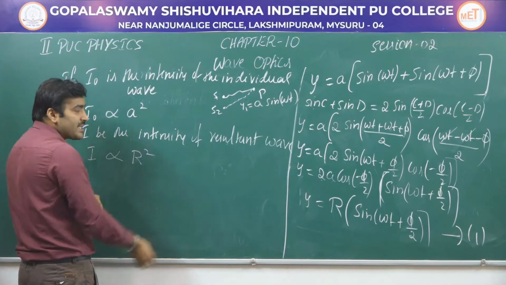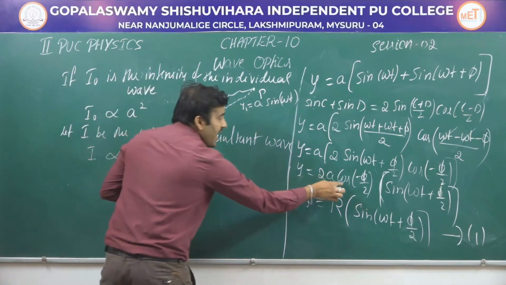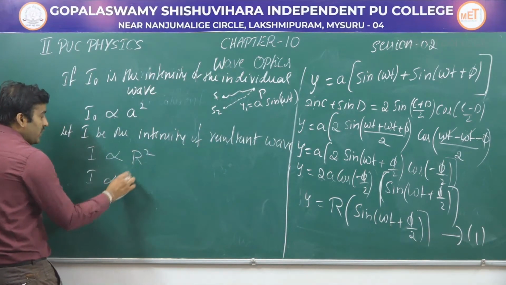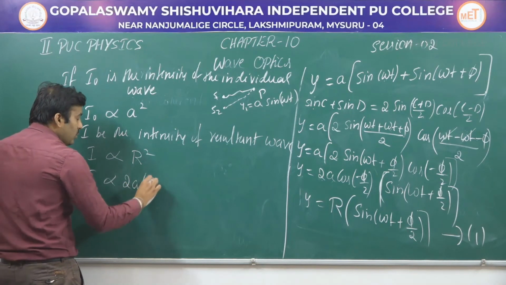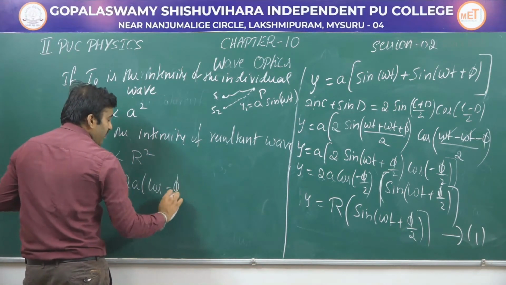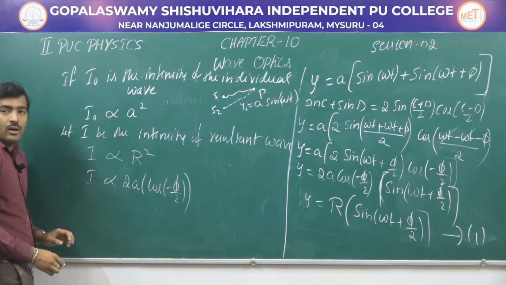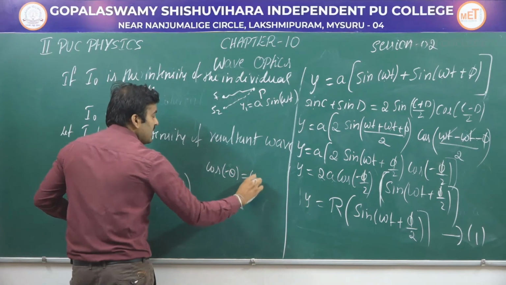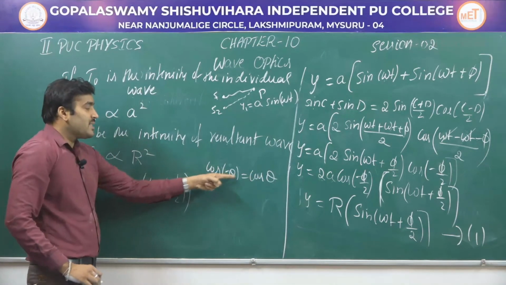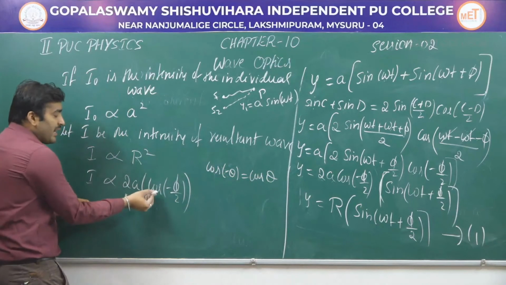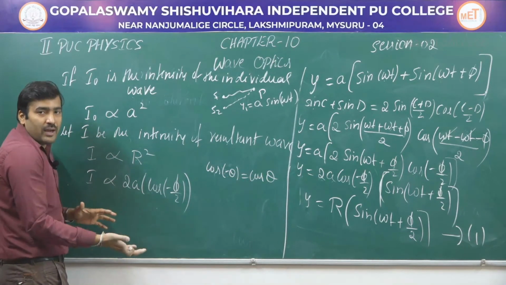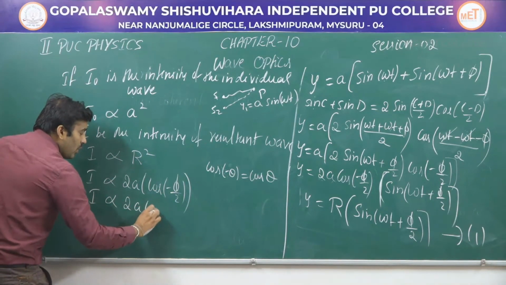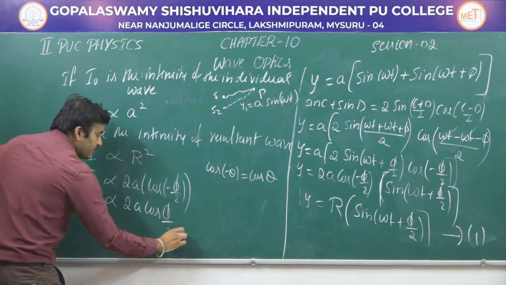But I know what r square is. R square is equal to 2a into cos phi by 2. So this I is proportional to 2a into cos of minus phi by 2. Okay? But according to trigonometry, we know that cos of minus theta is equal to cos theta, correct? Therefore, we can write this cos of minus phi by 2 as cos phi by 2, correct? Therefore, I is proportional to 2a into cos phi by 2.